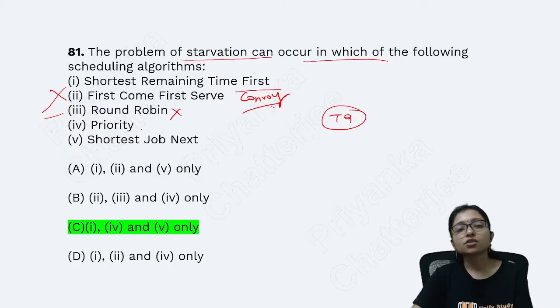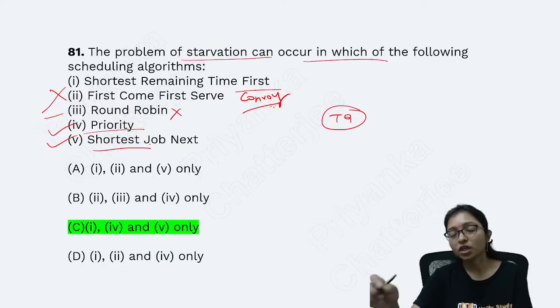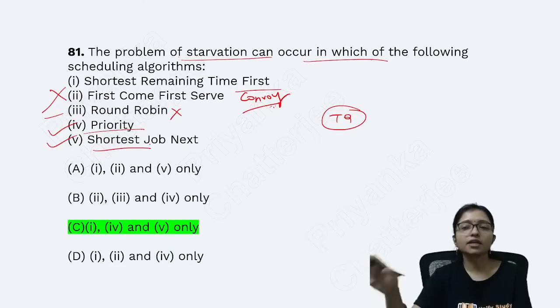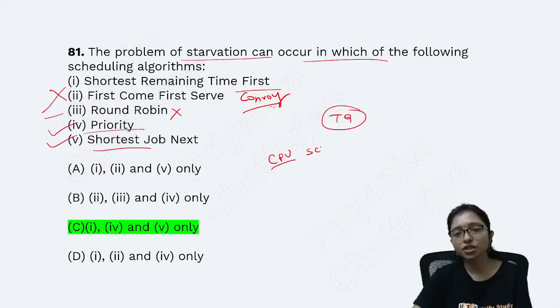Priority scheduling also goes for starvation, because high priority will always get the chance, and low priority will not get the chance. The shortest job first also, the longest jobs are not getting priority, the shortest jobs are getting priority. I have covered only one theory question from CPU scheduling here.